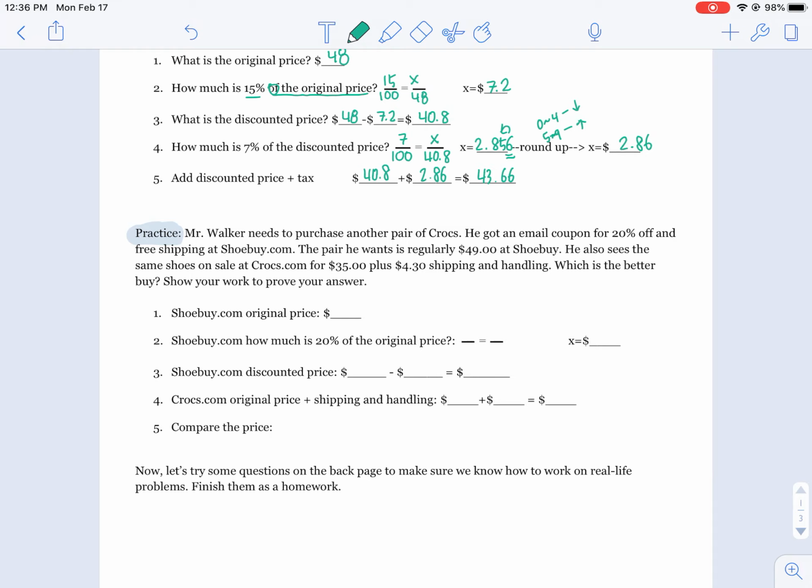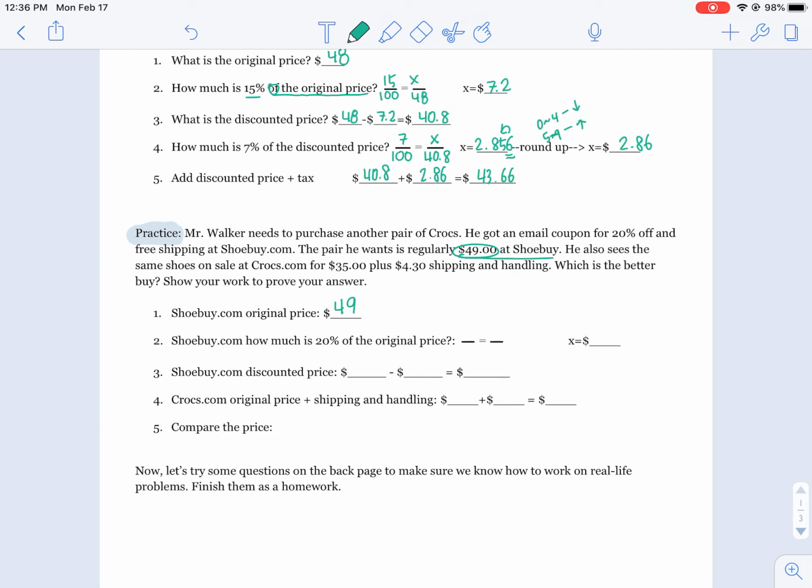So if you go step by step on this, you're showing your work and proving your answer. Okay, so again, 5 steps. You can do it in more steps, less steps, however way that you feel more comfortable. Okay, so first step for me is to find the original price. The original price from shoebuy.com is going to be $49. So I'm going to put $49 right here. And how much is 20% of the original price? I'm getting 20% off, so I'm going to subtract that.